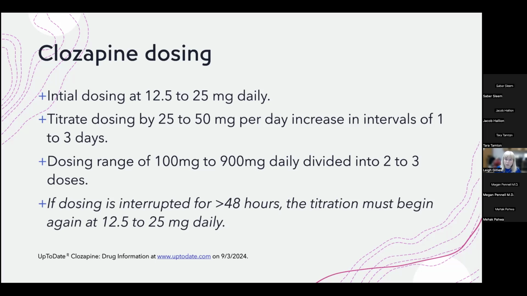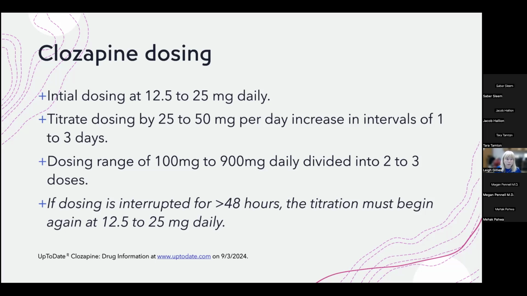If dosing is interrupted for more than 48 hours, the titration has to be restarted. So you have to go back to your 12.5 milligrams or 25 milligrams daily if they've been off of it for more than 2 days. So we titrate the dose slowly to help reduce the risk of serious adverse effects. And then we increase the dose only as your patient tolerates it. So, there are quite a few patients that don't tolerate clozapine well, and sometimes you can't even increase the dose every 3 days. Sometimes you have to slow it down.